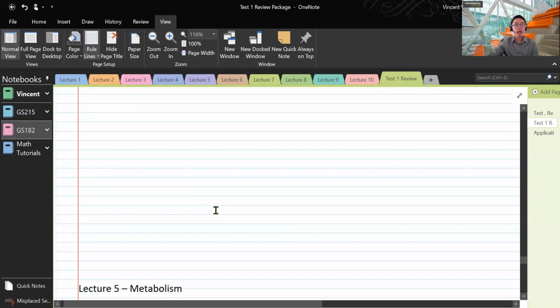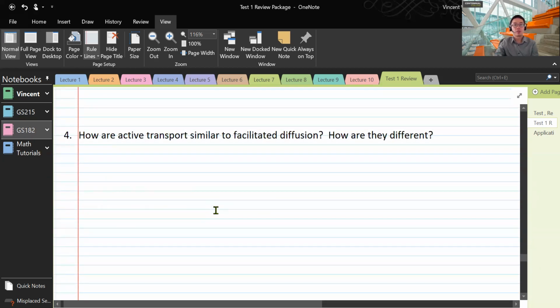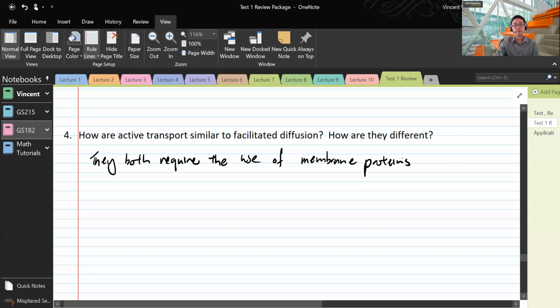Okay, next one. How are active transports similar to facilitated diffusion? So they both require the use of membrane proteins. Okay.